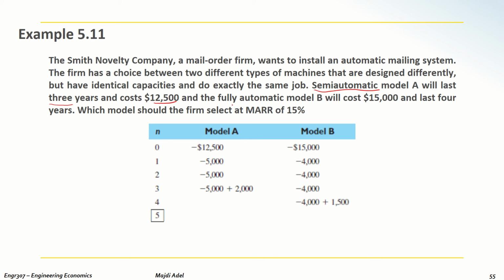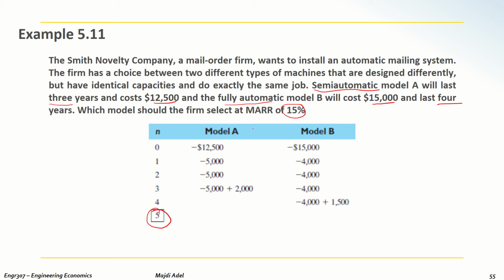The other model, Model B, is a fully automated model. It costs more, $15,000, but it lasts for 4 years. Model A costs 12,500 and lasts 3 years. Model B costs 15,000 but lasts longer, 4 years. Which model should the firm select at a MARR of 15%, and remember that the analysis period is 5 years.